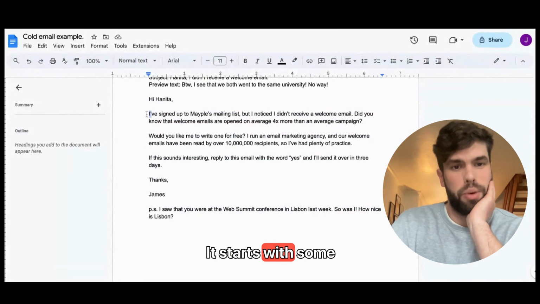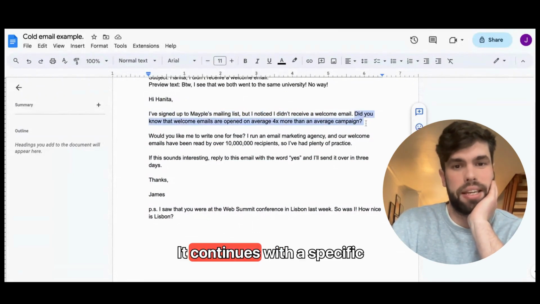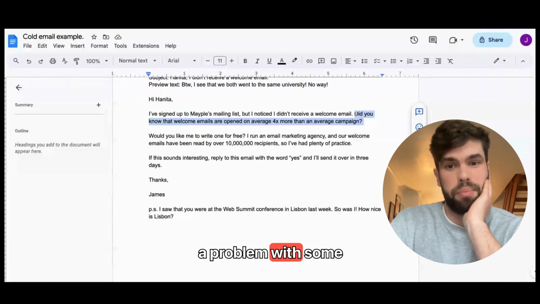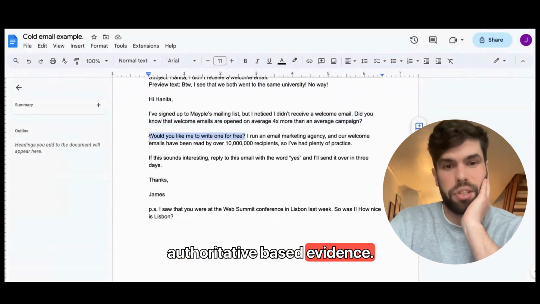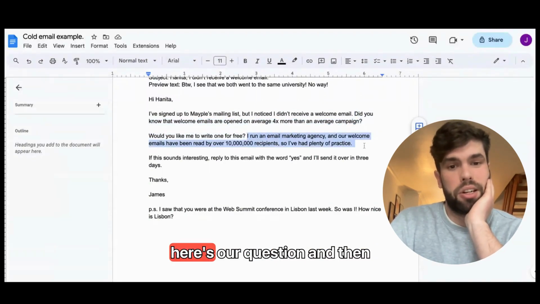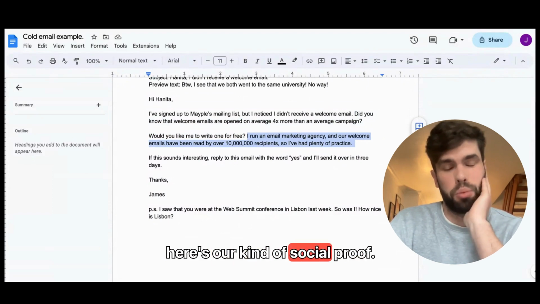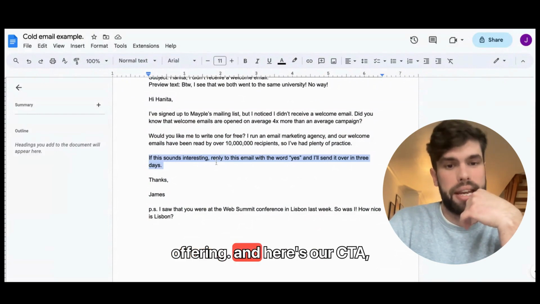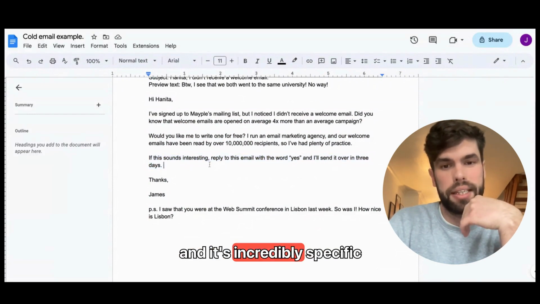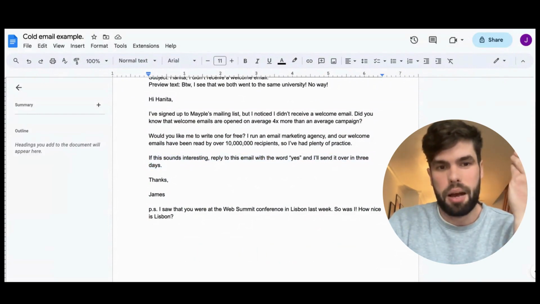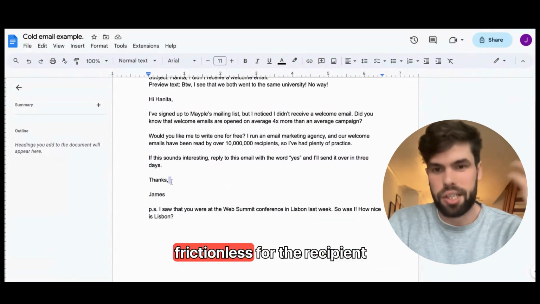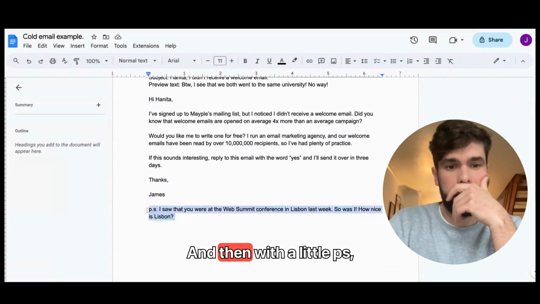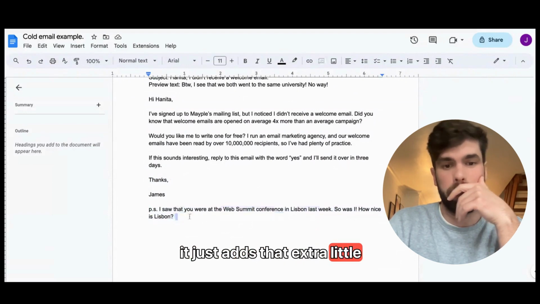It starts with some personalization. It continues with a specific problem and a reason why that's a problem with some authoritative-based evidence. Here's our question, and then here's our social proof. This is our evidence that we can actually deliver what we're offering. And here's our CTA, and it's incredibly specific, easy to execute, frictionless for the recipient. Informal, and then with a little PS, it just adds that extra little bit of personalization.